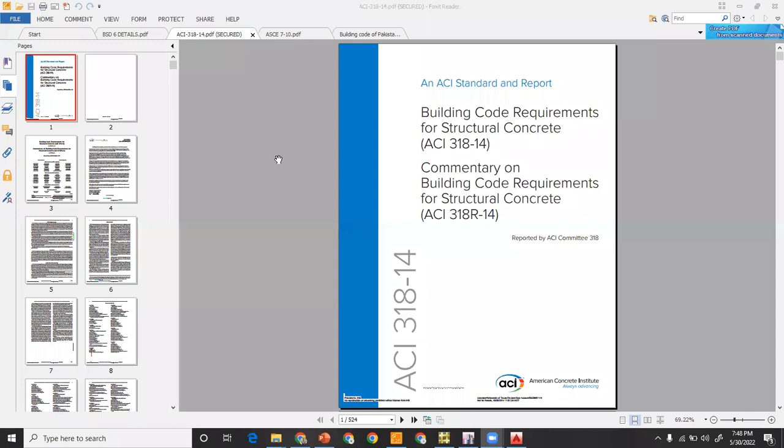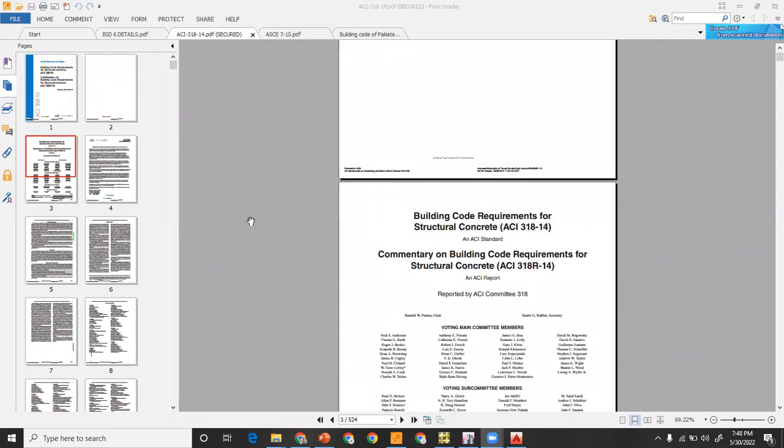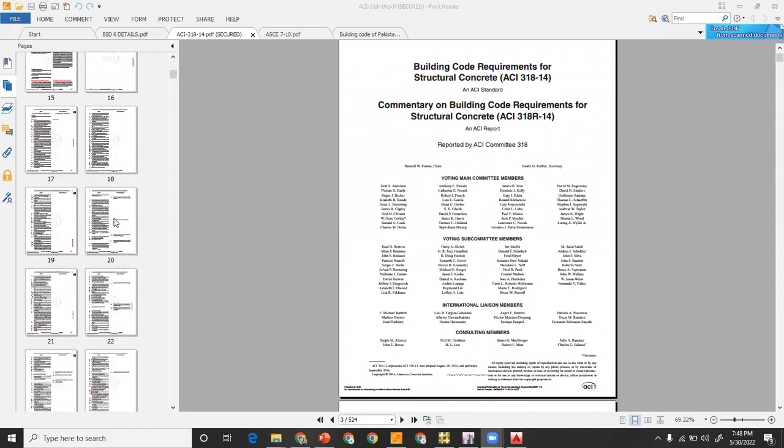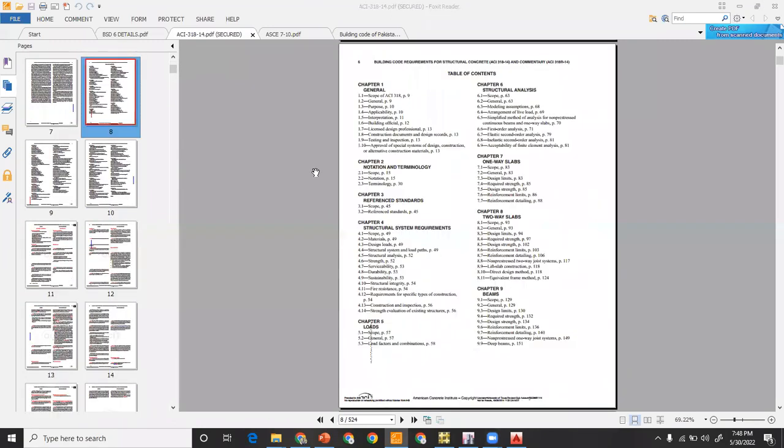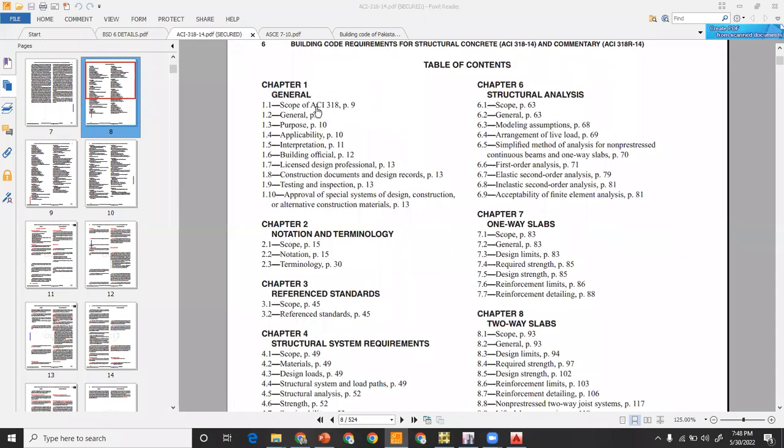So this is the ACI 318-14 document, which is the building code requirements for structural concrete, right? So we'll go quickly through these documents, to see what's inside this document. In the first chapter, there's a general discussion about the scope of the ACI, general purposes, applicability, interpretation, building official, all of these you can read out.